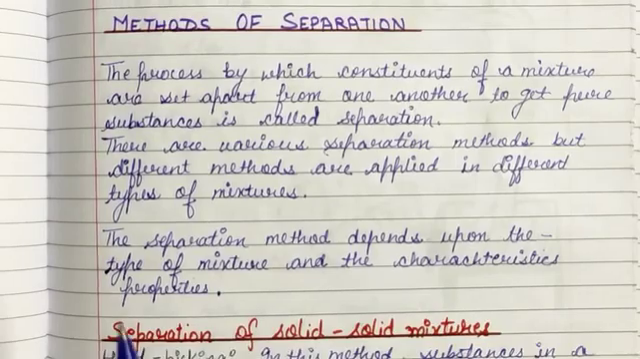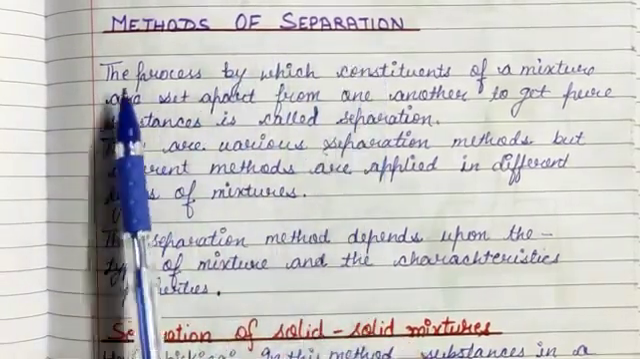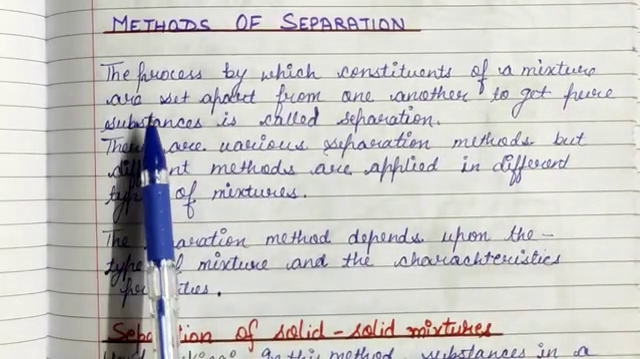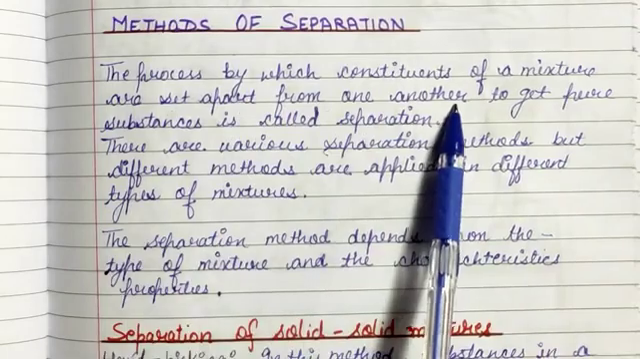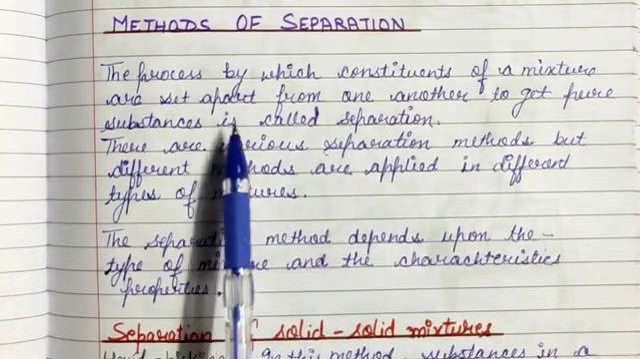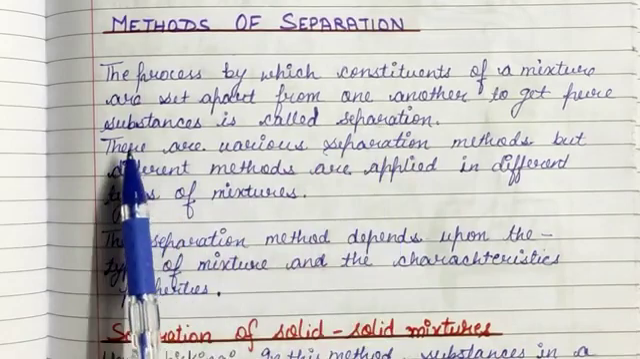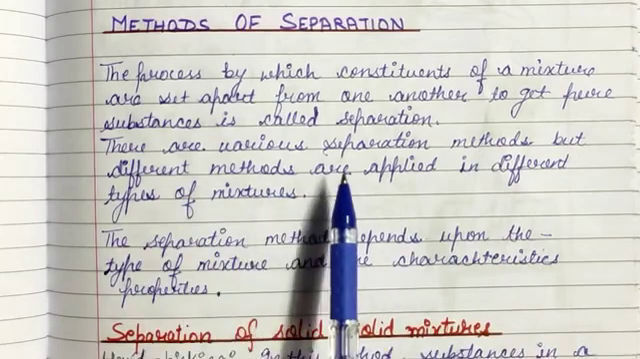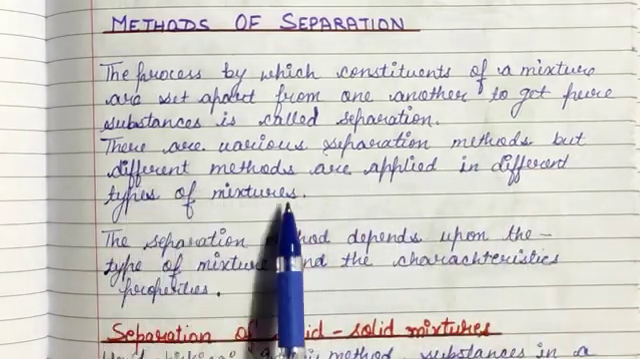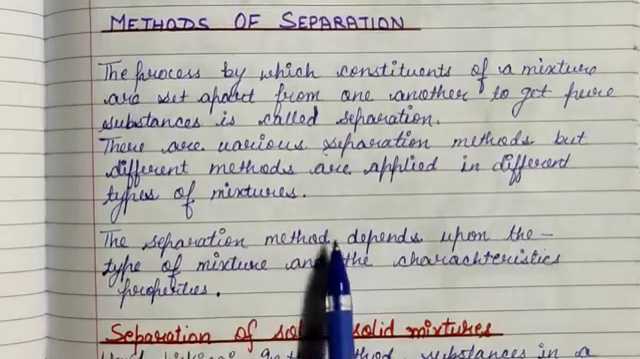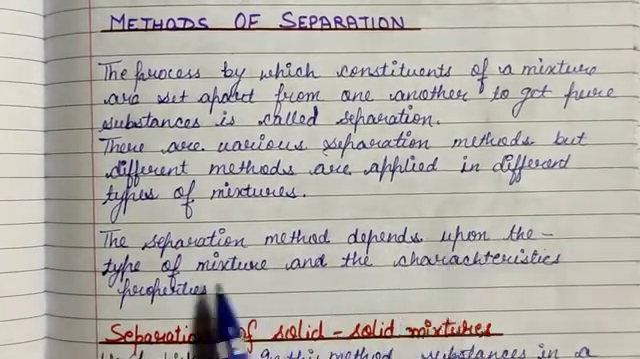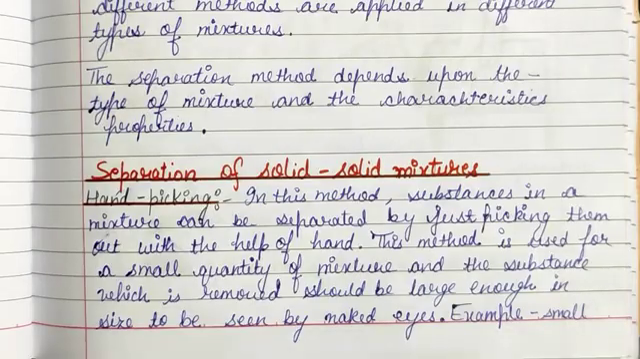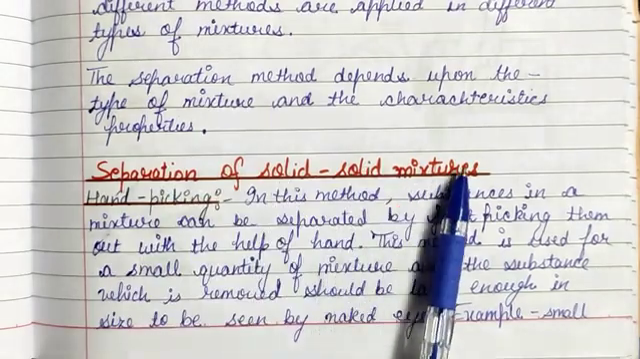Next is methods of separation. The process by which constituents of a mixture are set apart from one another to get pure substances is called separation. There are various separation methods, but different methods are applied to different types of mixtures. The separation method depends upon the type of mixture and the characteristic properties. Let us discuss the separation of solid-solid mixture.